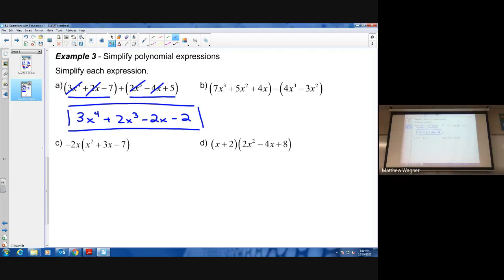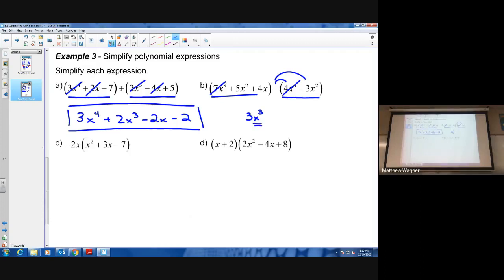Typically, we are going to list in standard form from highest power down to lowest. Subtraction is going to be the same way, but we want to make sure we distribute that subtraction throughout. So we have our two polynomials. 7x cubed minus 4x cubed is going to be 3x cubed.